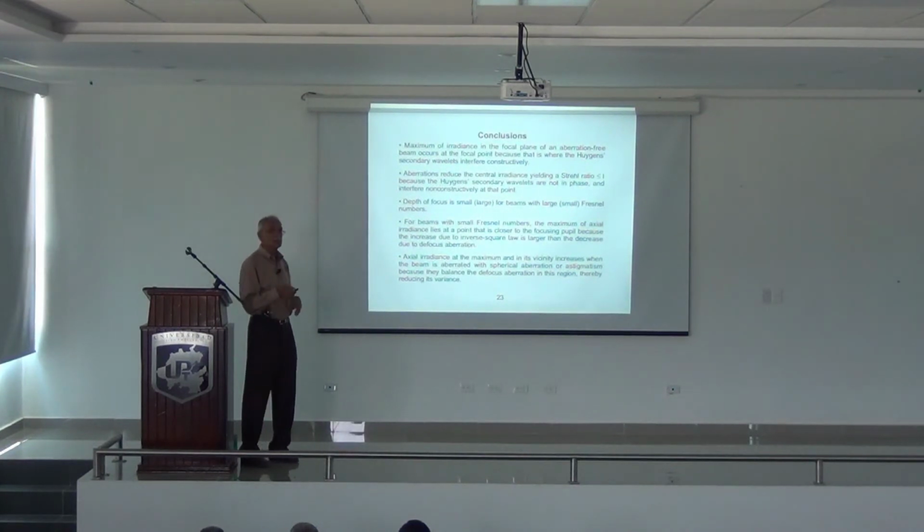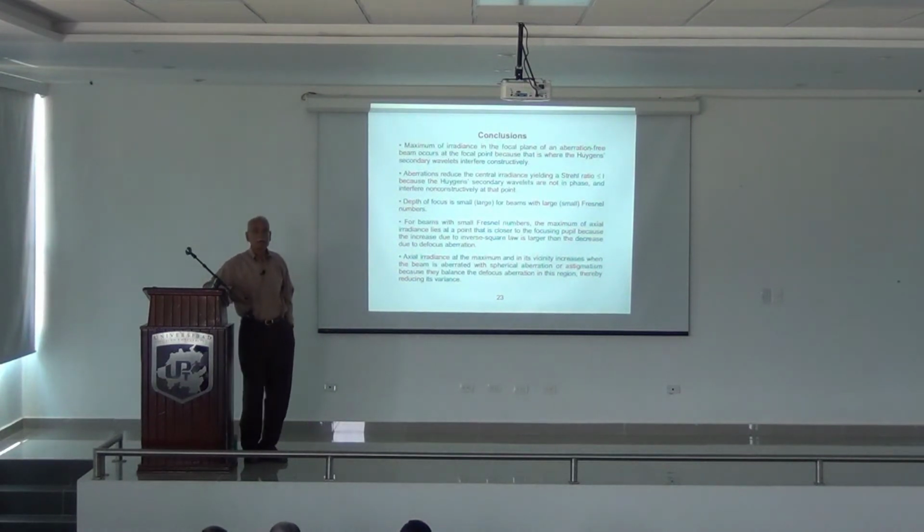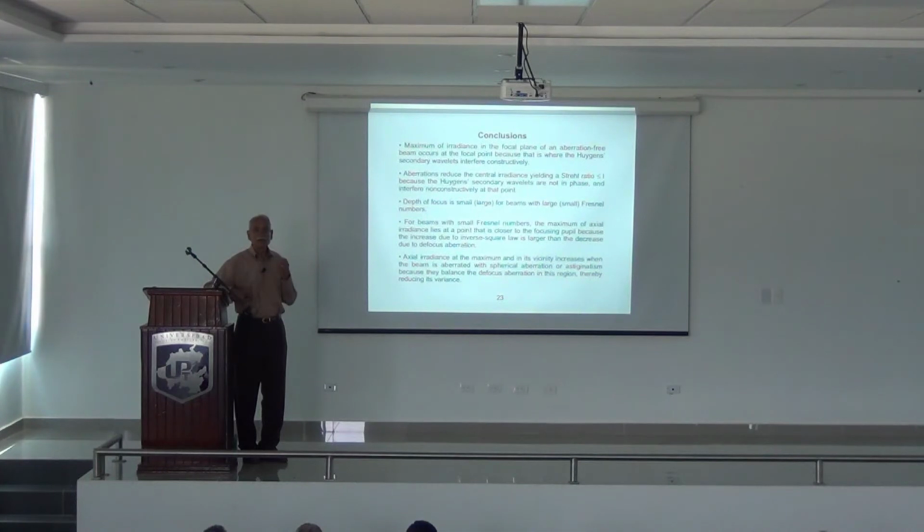So anyway, conclusions. You can have a large depth of focus if n is small, as in the case of a laser transmitter, and you can have a small depth of focus if the number is very large, as in the case of the photographic camera. Axial irradiance can be higher at distances z less than or equal to r.